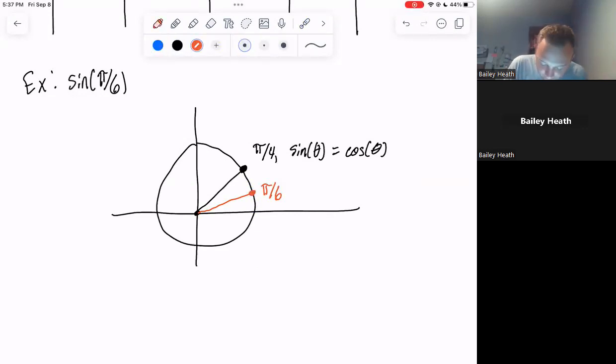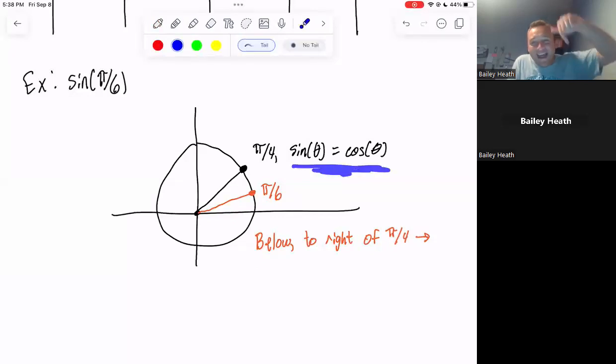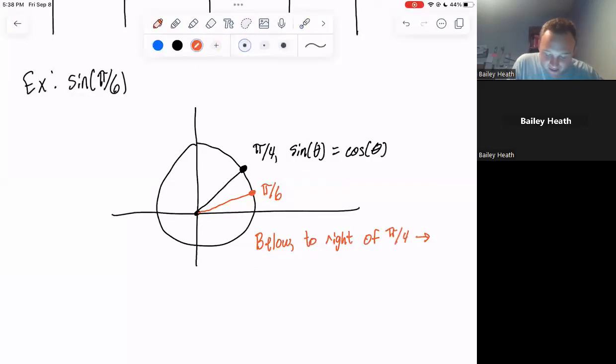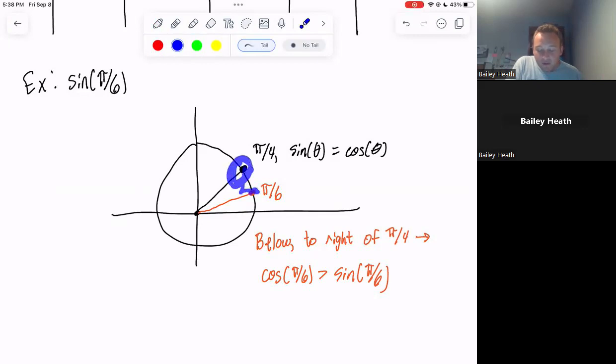So I'm below and to the right of pi over 4. Well, since x and y are equal at pi over 4, and I went down and to the right, I conclude, oh, x must be greater than y here, right? Cosine of pi over 6 must be greater than sine of pi over 6. Again, x and y were the same here, but then I went down and to the right. So now x has gotten bigger, y has gotten smaller.